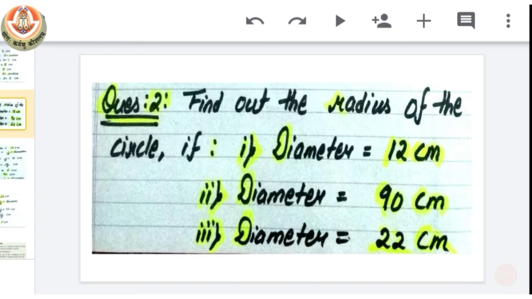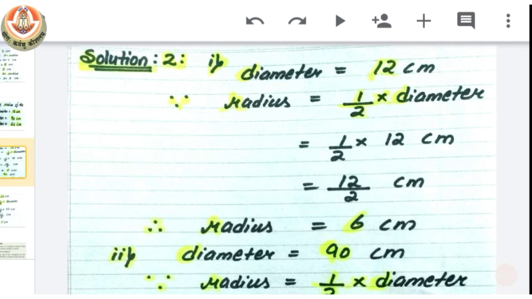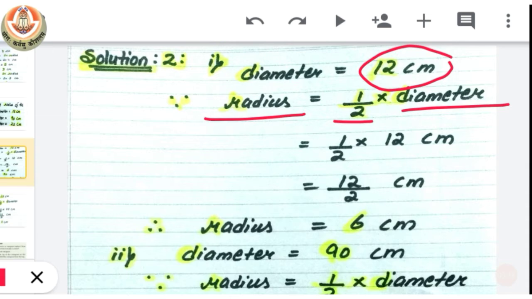So the question is: find out the radius if the diameter of the given circle is 12 centimeter. So let's look for the solution. We know that radius is half of diameter. That means when we place the given value of diameter, which is 12 centimeter, in place of diameter, we will have half, that means 1 upon 2 multiplied with 12.